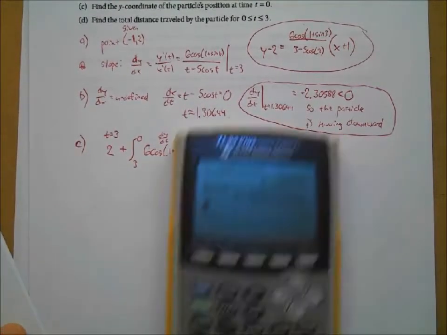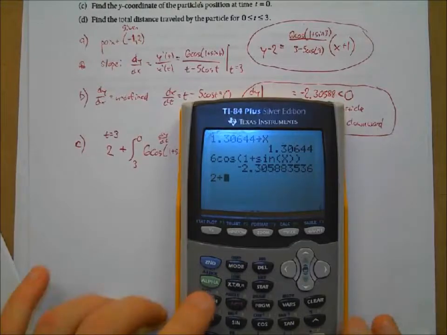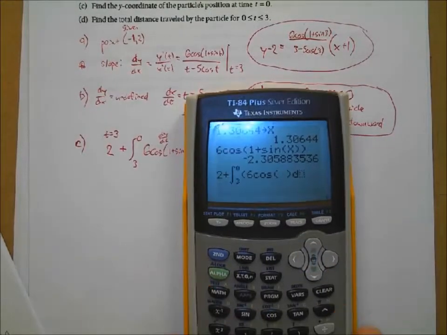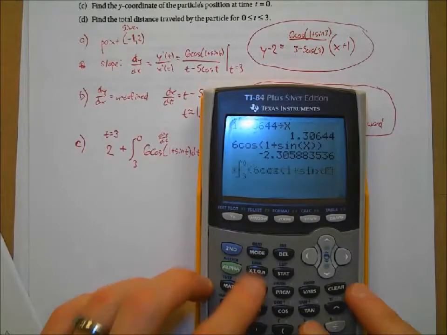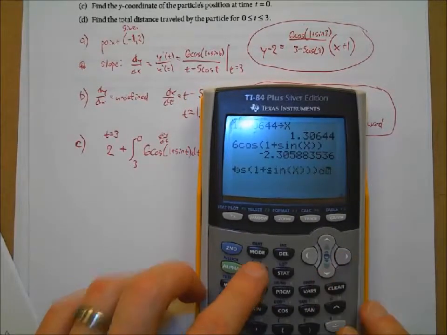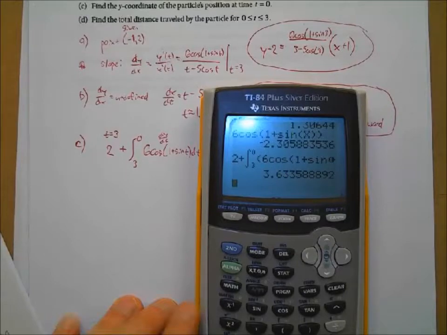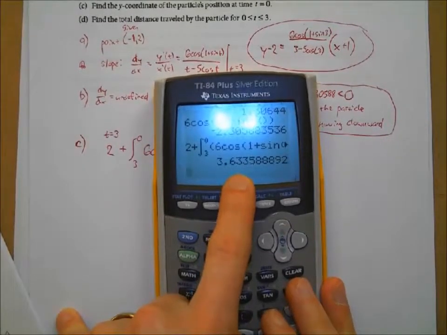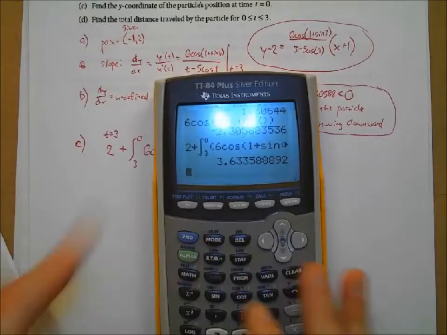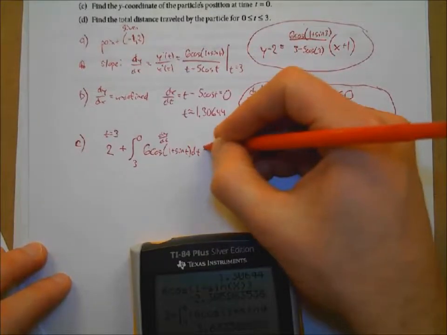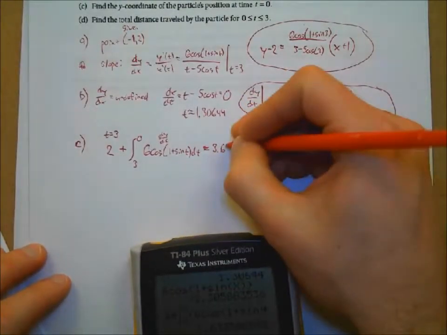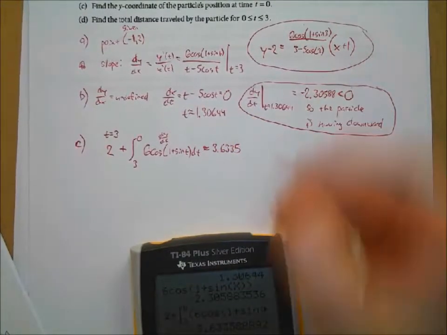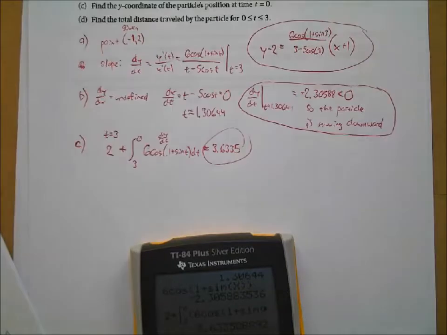So we'll type that into our calculators here. 2 plus math 9, 3 to 0, 6 cosine of 1 plus sine of t, or x in my case. And I get about 3.6335, we'll say. Okay, that is our y position.